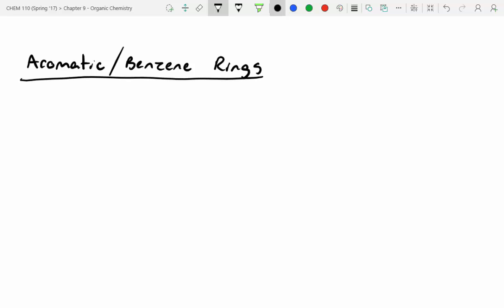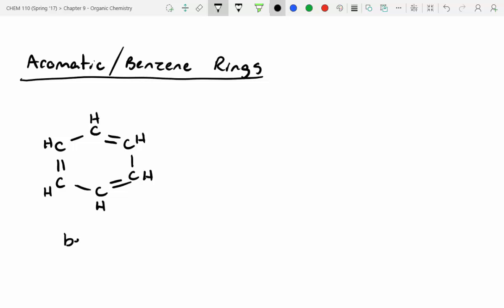There's a whole bunch of different aromatic molecules, but we're going to focus on benzene rings. These look like a Ferris wheel almost, where you've got 6 carbons attached. And then you alternate double and single bonds all the way around the ring. So I'll go double, single, double. And then each of these carbons has a hydrogen on it. This is referred to as benzene.